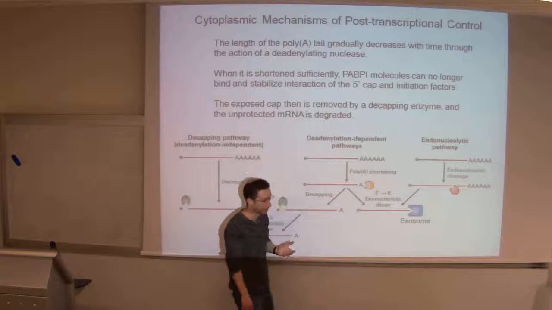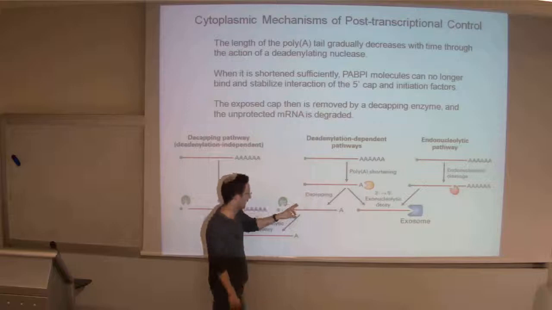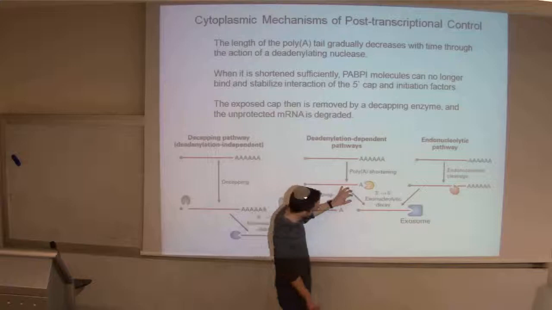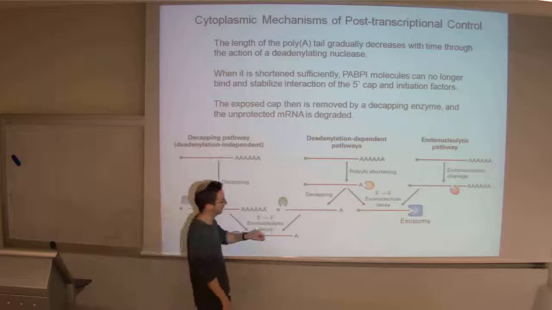In this case, usually we either have decapping from the 5' end and then degradation, or transport to the exosome, which will induce exonucleolytic decay.